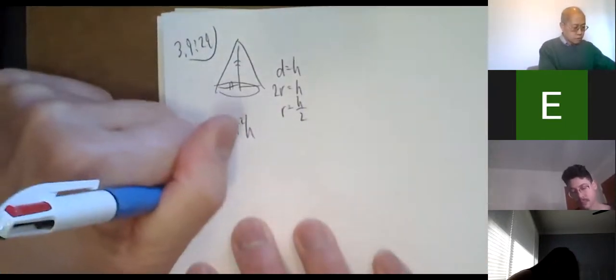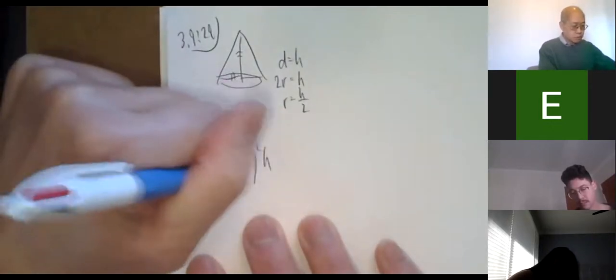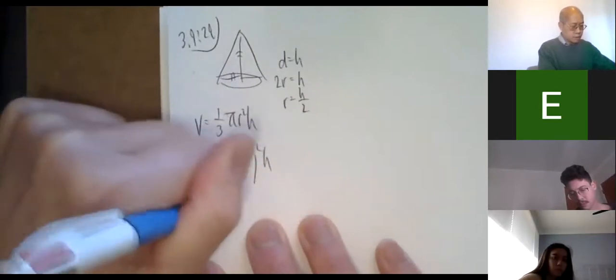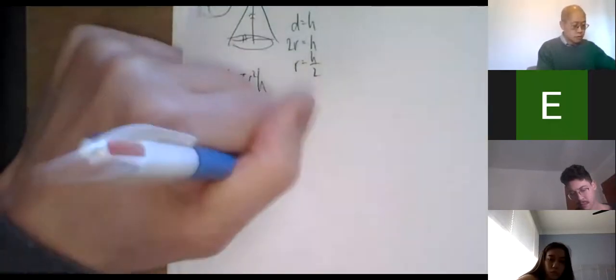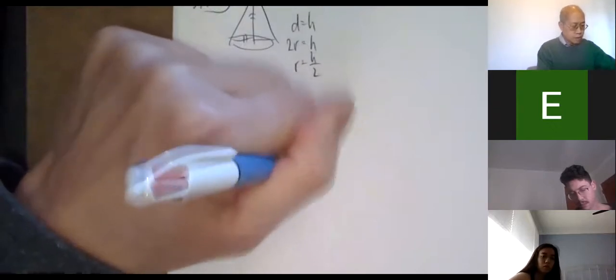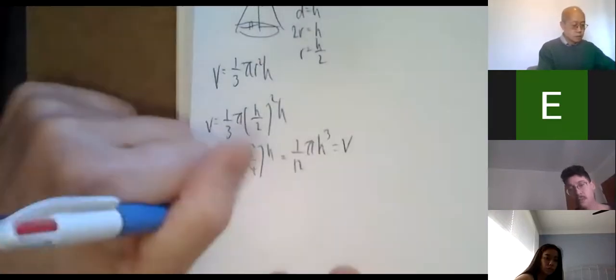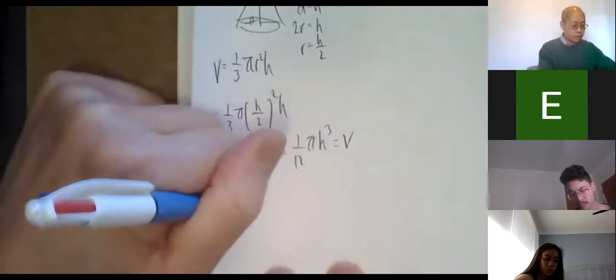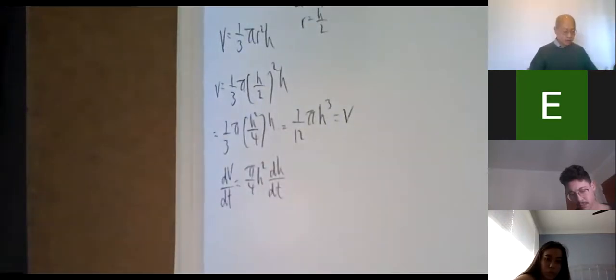So volume is 1/3 pi r squared h. r is h over 2. So 1/3 pi times h squared over 4 times h, which is 1/12 pi h cubed. That's V. Okay, so dV/dt is 3 times 1/12, which is 1/4. Right, it's pi over 4 h squared dh/dt. Now you just plug in stuff.